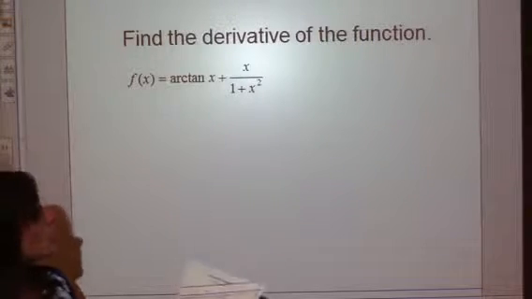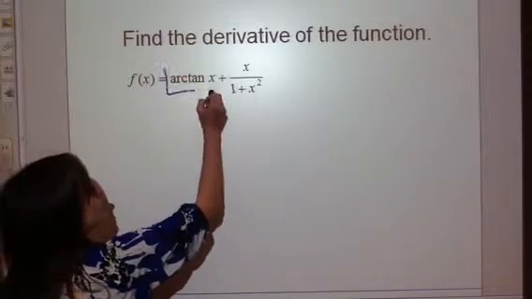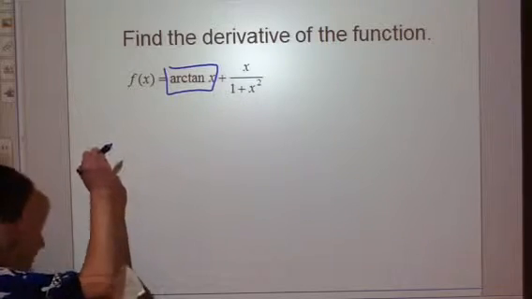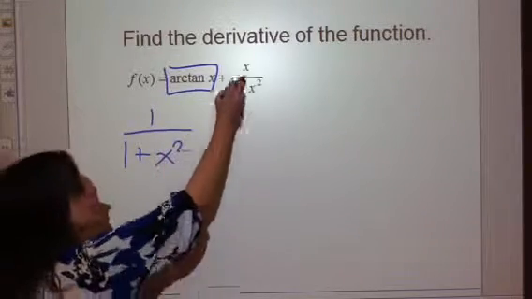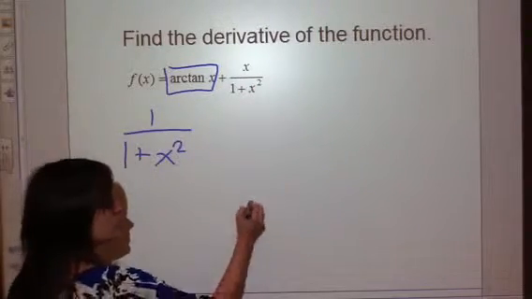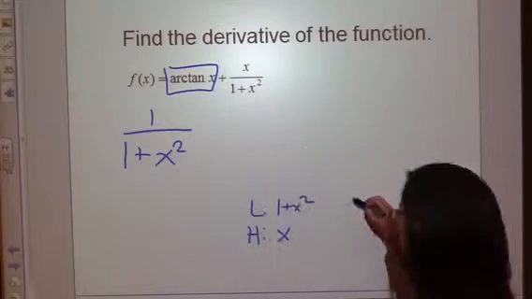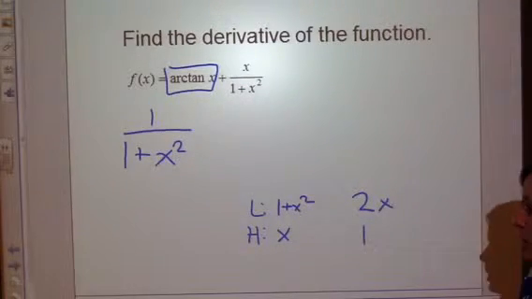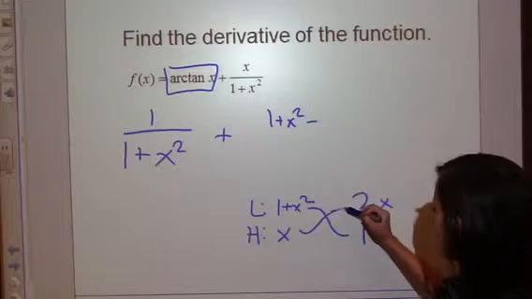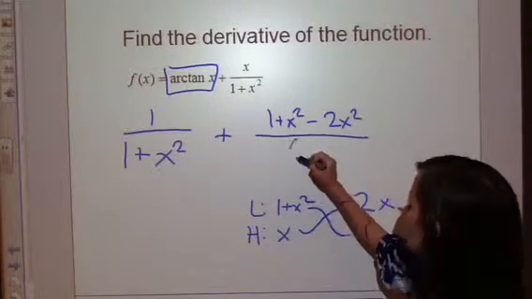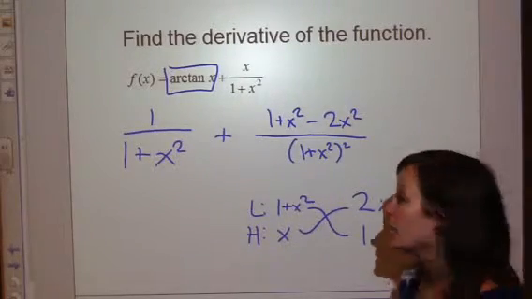Alright, here we got arctangent x plus x over 1 plus x squared. So since there's plus, you look at the first part, and then we'll look at the back part later. So arctangent x is u prime over 1 plus u squared. This back part, we got to do the quotient rule. So low is 1 plus x squared. High is x. Derivative of the low is 2x. Derivative of the high is 1. Crisscross, and we get 1 plus x squared minus crisscross 2x squared over the bottom portion squared. You can simplify this top to just 1 minus x squared.